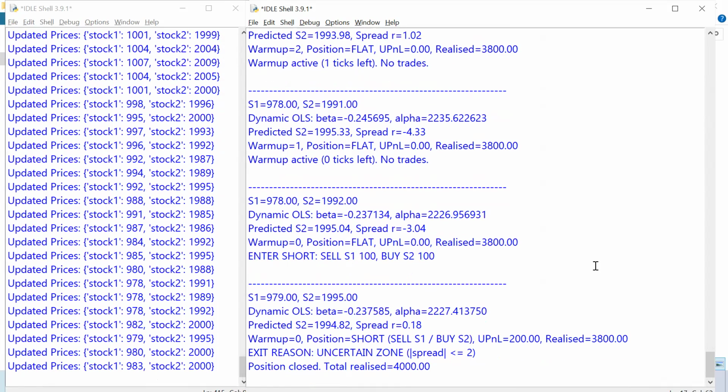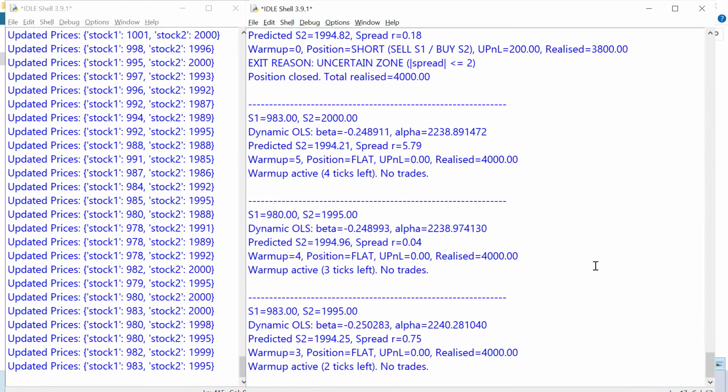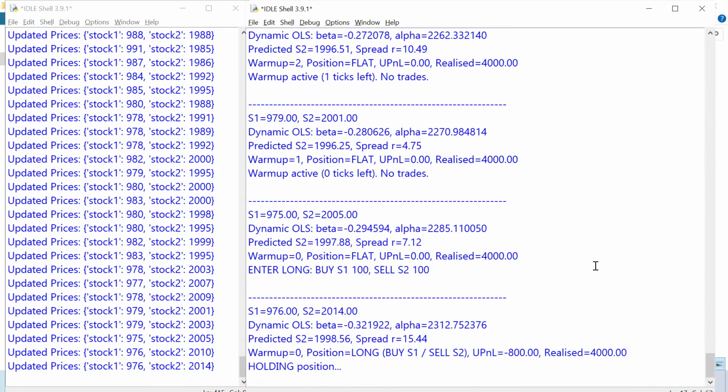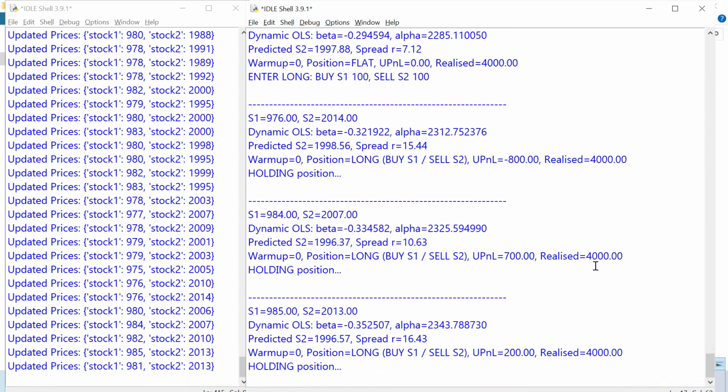Okay, we enter the trade again. Now I'm going to change. Okay, we already booked that profit also, 200 rupees only. Again, the warm-up cycle is complete, we enter the trade. Buy S1, sell S2.